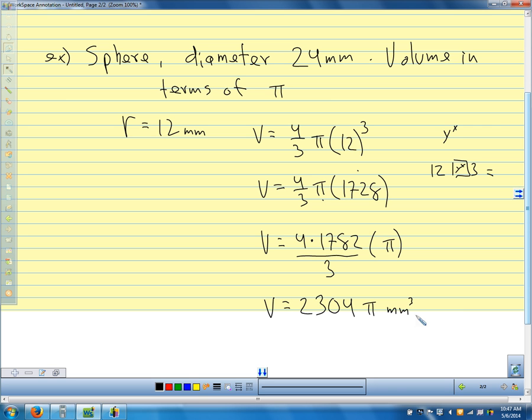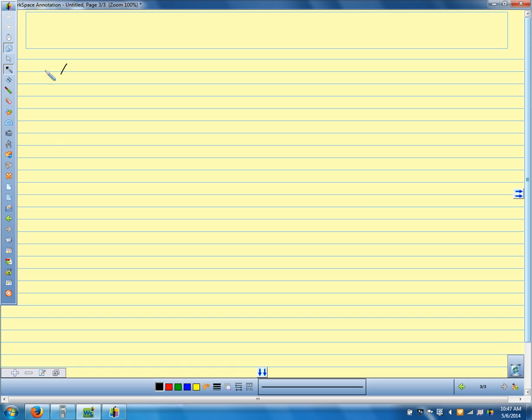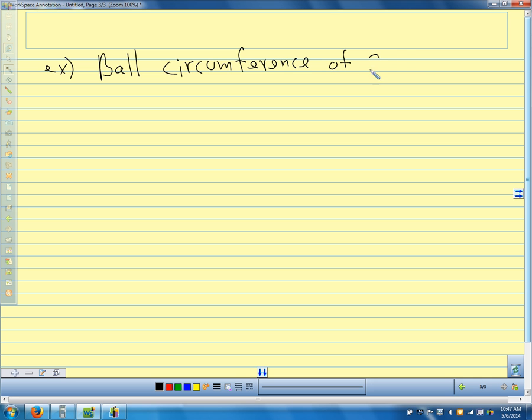All right, let's look at another example where we have to do a little more figuring. So this one was easy. All we had to do to find the radius is divide the diameter by 2. Okay, so for the next one, we have a ball with a circumference of 25 inches. What is the volume?